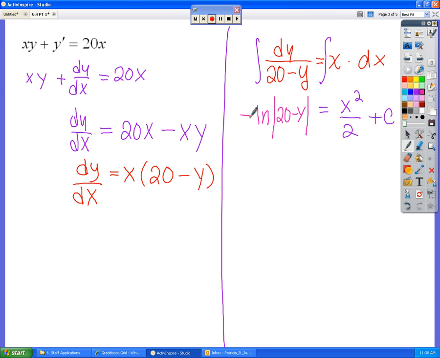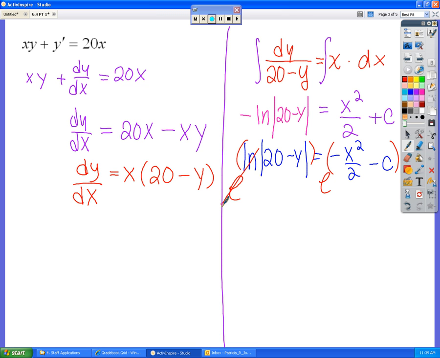What that means for us is now I am going to take this function, divide by -1, and then I'm going to take both sides to the e. This is that long process we did in class together, which cancels the ln. I am left with the absolute value of 20 minus y equals e to the -x squared over 2 minus c. Because of that minus c there, I am going to change that into e to the a times e to the b. In the same step, I'm going to eliminate the absolute value by putting the plus or minus.